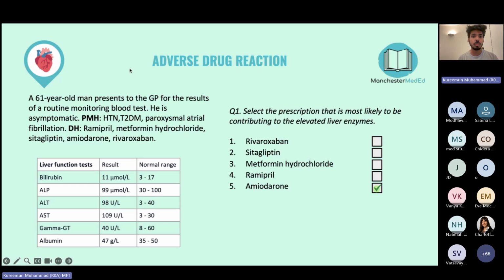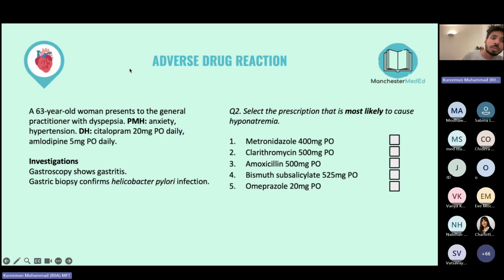Hope this makes sense. Next one: a 63-year-old woman presents to the GP with dyspepsia. Past medical history: anxiety and hypertension. Drug history is citalopram and amlodipine. Her gastroscopy shows gastritis, and her gastric biopsy confirms H. pylori. So select the prescription that is most likely to cause hyponatremia.